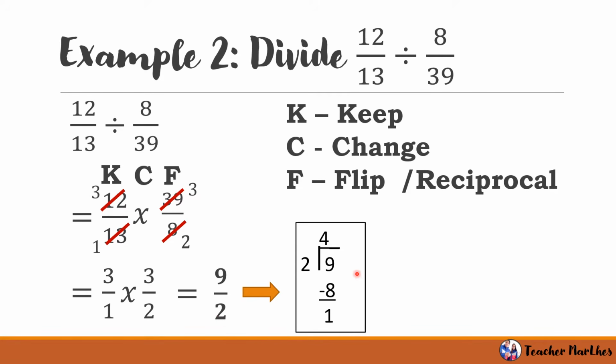So 9 divided by 2 is equal to 4. 4 times 2 is equal to 8. Then subtract, we have remainder 1. So ang remainder 1, siya yung magiging numerator. Yung 4, ang magiging whole number. Then copy the denominator, 2. So ang sagot natin ay 4 and 1/2. So since unit fraction ang 1/2, ibig sabihin naka-lowest term na siya, and this is the final answer, 4 and 1/2.